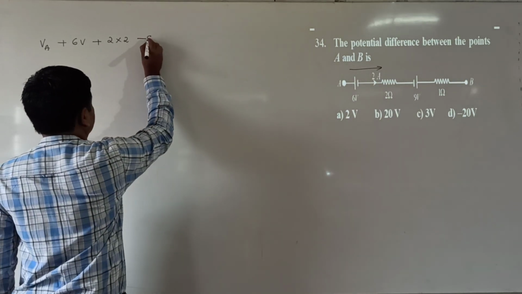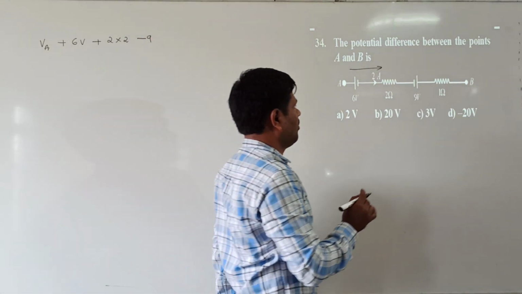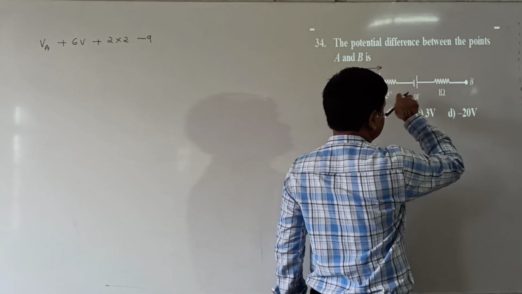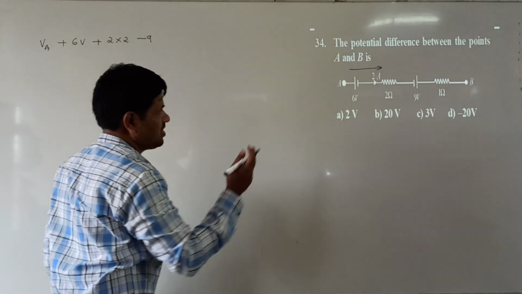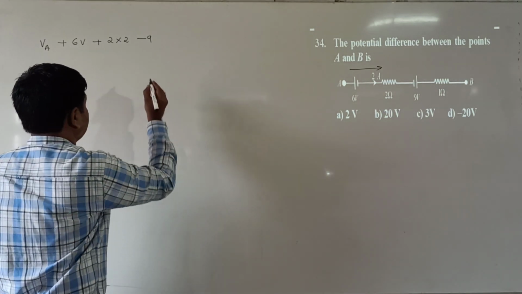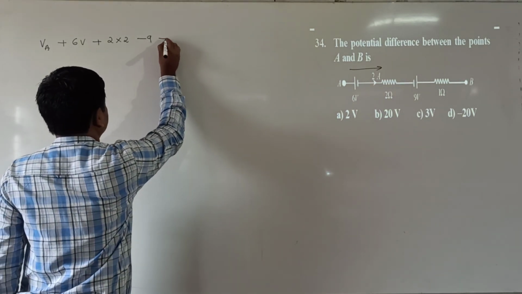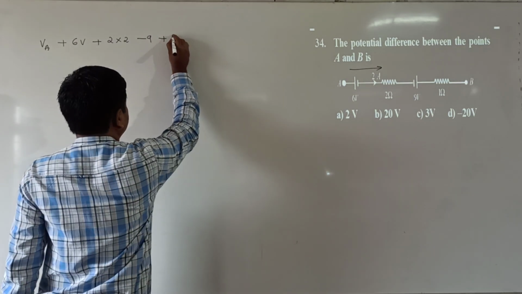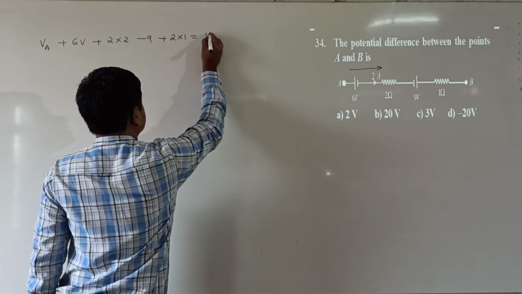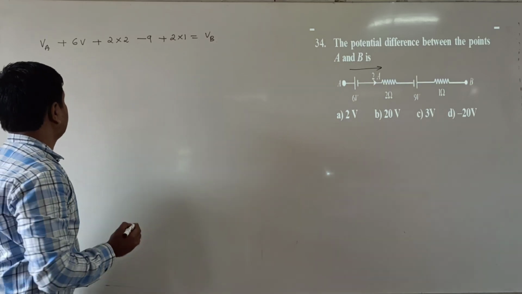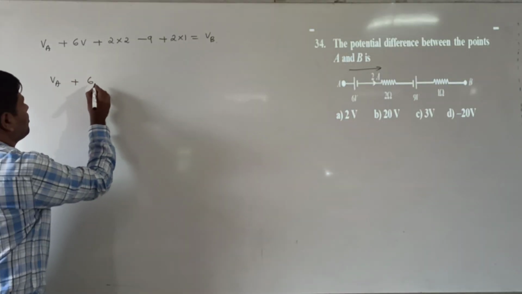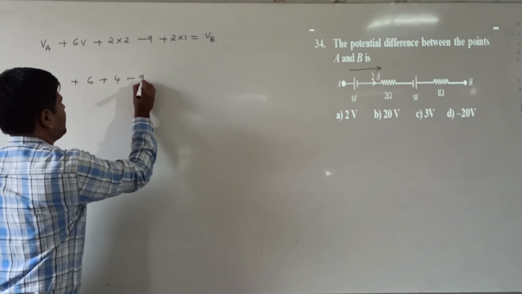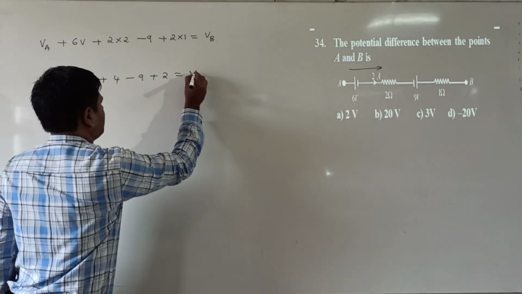So what are we getting here? Plus 4, minus 9. Now here the current, we are moving in the same direction. Here resistance is 1 ohm, current is 2 amperes. So potential drop across the 1 ohm resistance can be written as 2 into 1, equal to the potential at B, VB. Now VA plus 6 plus 4 minus 9 plus 2 is equal to VB.